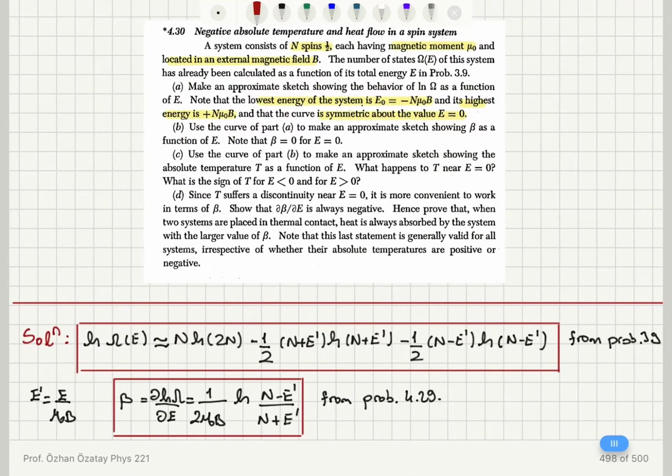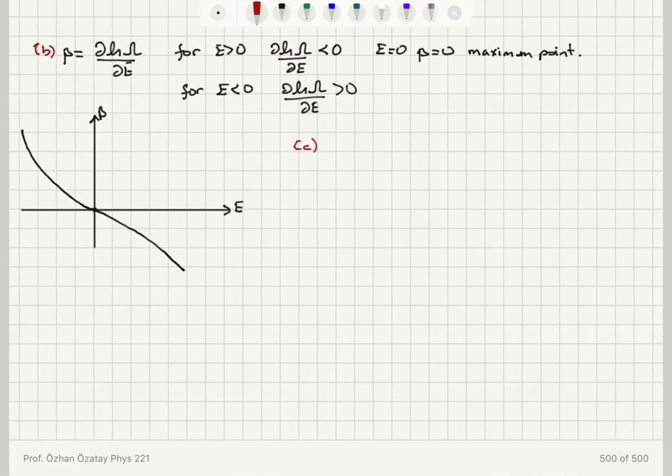And in part C, use the curve of part B to make an approximate sketch showing the absolute temperature as a function of E. What happens to T near E equal to 0? What is the sign of T for positive and negative energies? Well, beta is related to absolute temperature. Beta is 1 over kT. So you can see that the sign of beta is equal to the sign of temperature. So if we have a positive beta, that means we have a positive temperature. If we have a negative beta, we have a negative temperature.